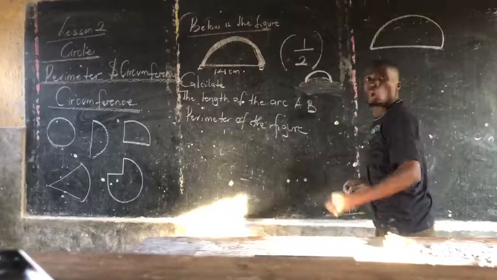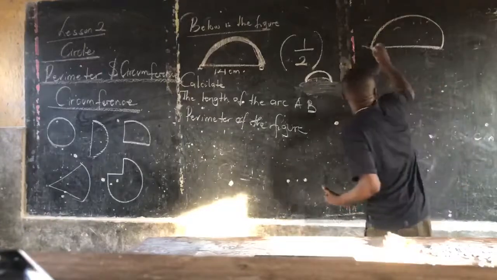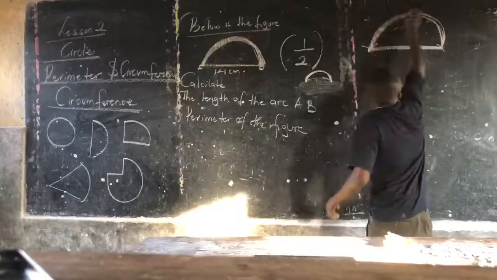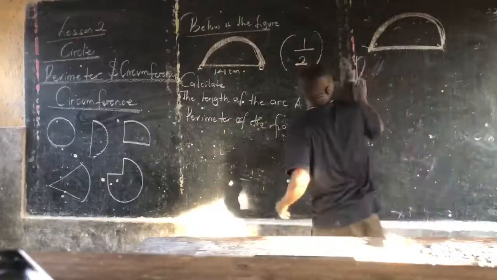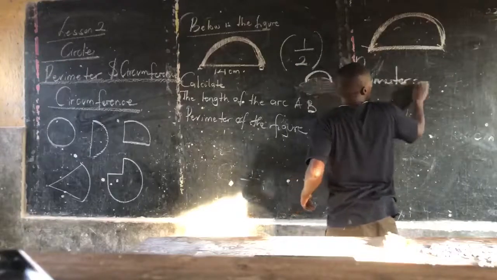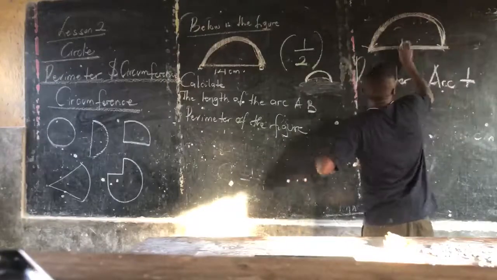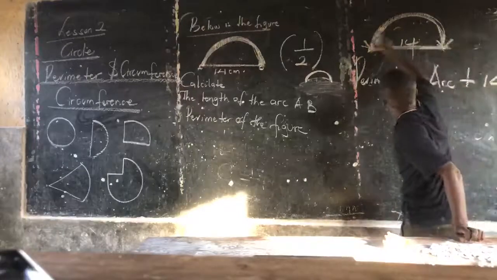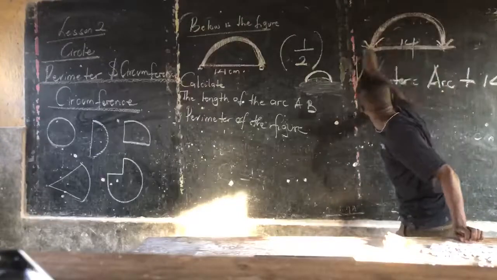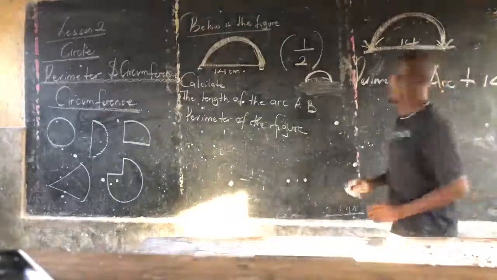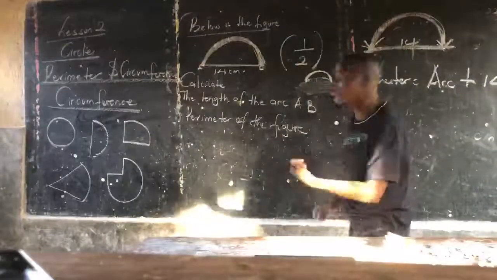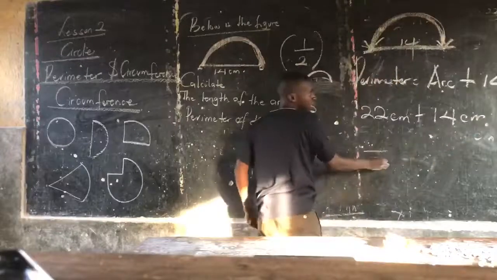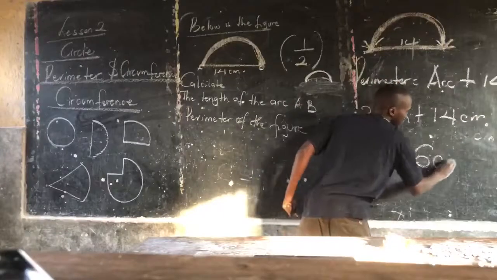Are you getting me? So now the perimeter of your figure is the arc plus 14. Are we together? The arc from here, plus 14. We already got the arc. The arc was 22 centimeters plus 14 centimeters. So the perimeter of that figure is going to be 36 centimeters.